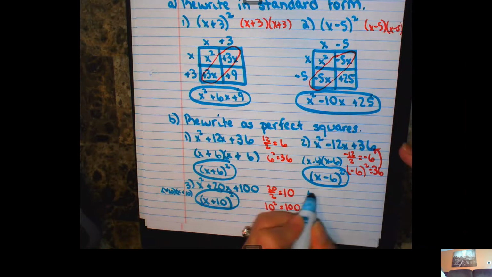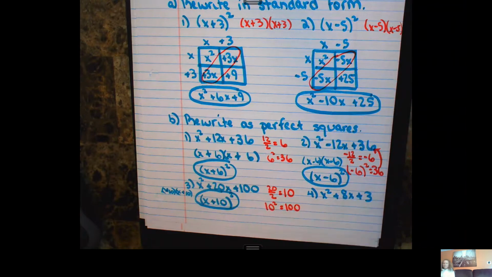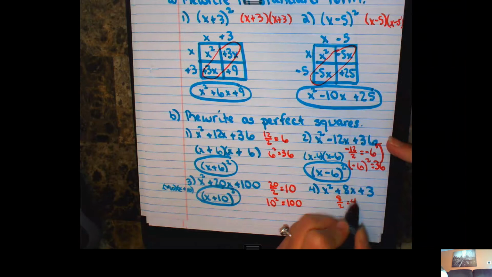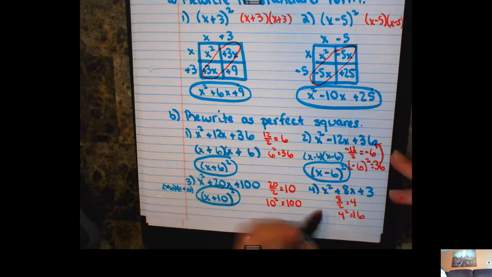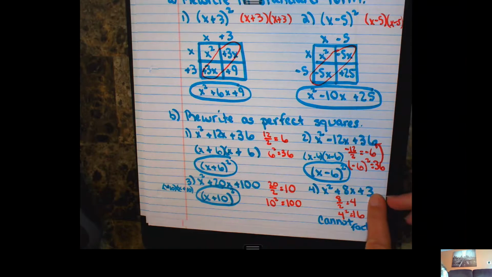One more, example 4. Can you write x squared plus 8x plus 3? So let's see if it works. I'm going to take this 8 and divide it by 2. So 8 divided by 2, that's 4. If I square the 4, does that give me 3? No, it gives me 16, which is not 3, so I cannot factor this. So can you write cannot factor? There are no factors of 3 that add up to 8, and it's not a perfect square because if it was, you would have plus 16 at the end and not plus 3.